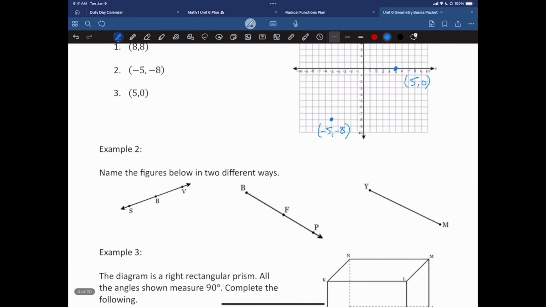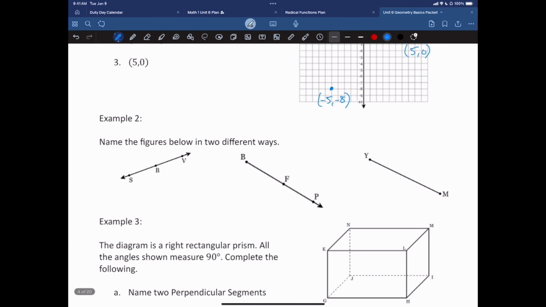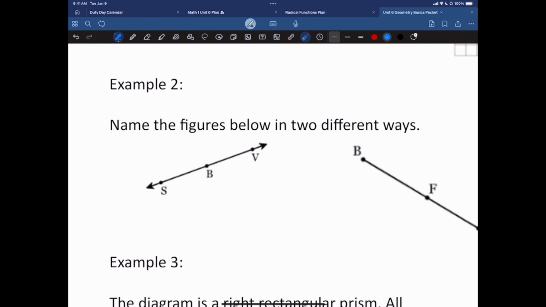All right. Example 2, you want to label these. We have a line, a ray, and a segment. We want to label them in 2 different ways. I'm going to do more than 2 different ways, but you only have to pick 2, okay? The one where you'll have the most options is whenever you have a line. So if we have this right here, I could say I have SV and VS. So let's start with that. We have the line SV and VS because we can flip it.